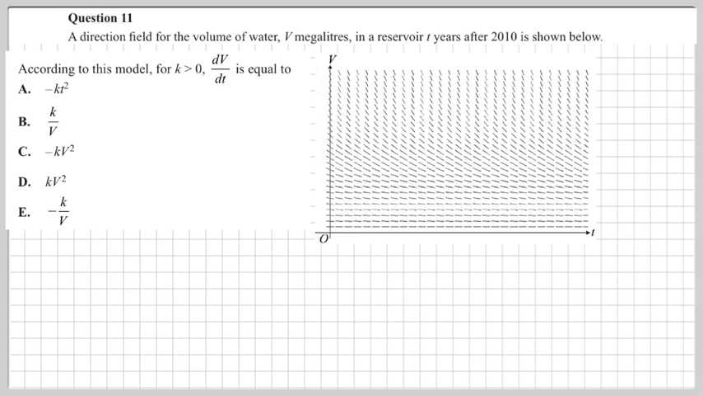Right, this one here. A direction field for the volume of water V megalitres in a reservoir T years after 2010 is shown below. Oh, well, this looks very, very uninspiring, let me tell you. What do you do with this? Well, it looks like as V gets down to 0, dV/dt goes to 0. In fact, when V is 0, dV/dt would be 0, wouldn't it?